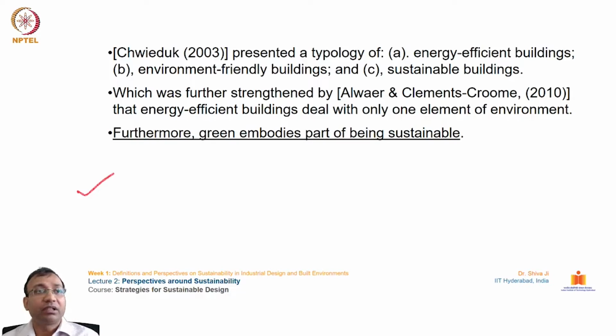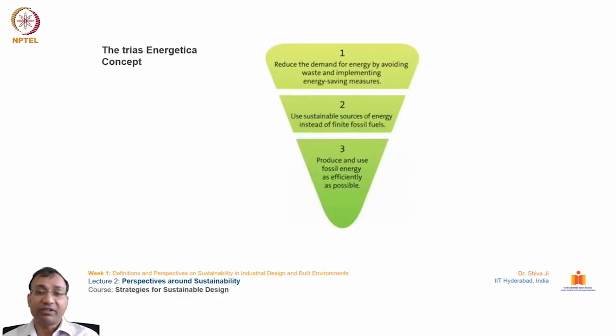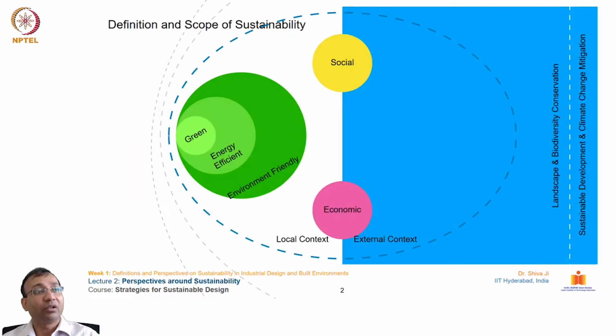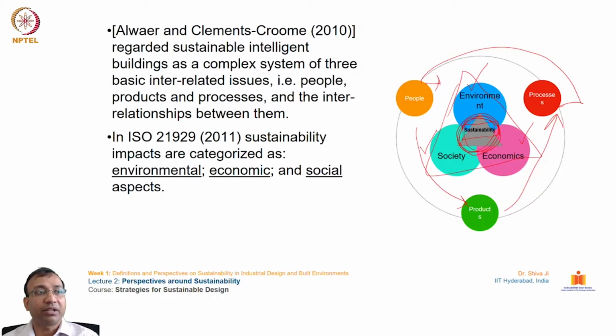So here green becomes a subset of the bigger set of being sustainable. We saw in the first illustration that green is the beginning point. Maybe here you can refresh your understanding again. It starts with green, then it goes to energy efficient, then it becomes environment friendly, then it becomes sustainable, and then the other two much broader perspectives come into existence.